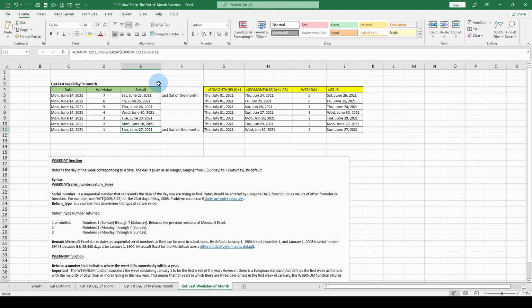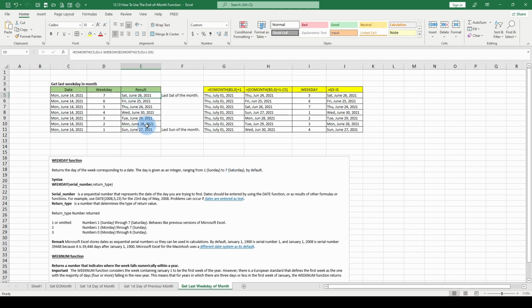If we want a Saturday, well, we have to look at some verbiage. This is from Microsoft Excel. And for clarification, WEEKDAY returns the day of the week corresponding to a date. The day is given as an integer ranging from 1 Sunday to 7 Saturday.